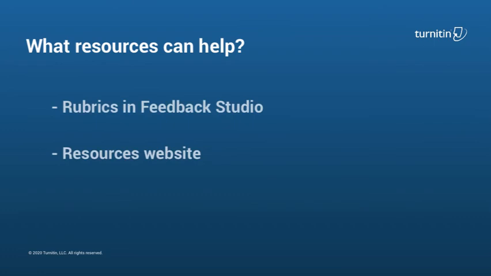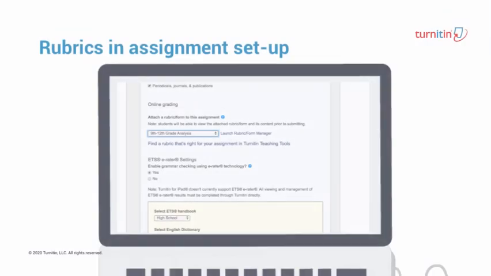Feedback Studio enables instructors to apply rubrics to assignments. You may choose to upload your own rubric, modify a Feedback Studio rubric, or build a rubric from scratch. Rubrics may be attached during assignment setup. One option is to choose from the library of existing rubrics to be used with your assignment, or you may want to build your own.